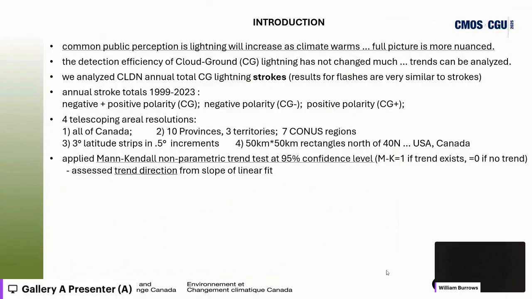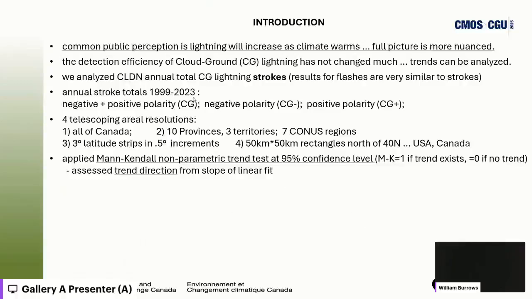Excellent. So the common perception is that lightning will increase as the climate warms, but the picture over Canada is more nuanced than that. The detection efficiency of cloud-to-ground lightning hasn't changed much, so it's possible to analyze trends. We analyze Canadian Lightning Detection Network annual total lightning strokes. The results are very similar for flashes as well.